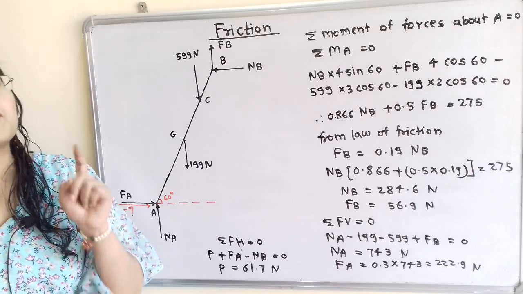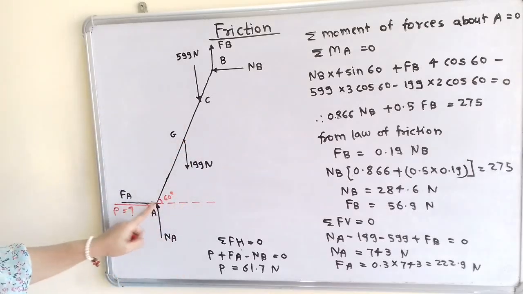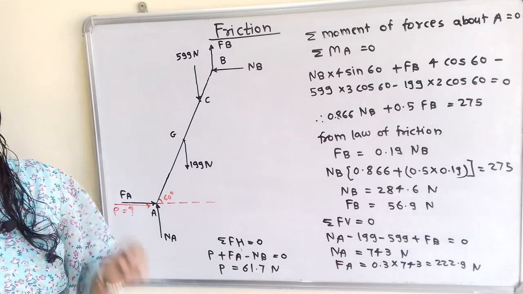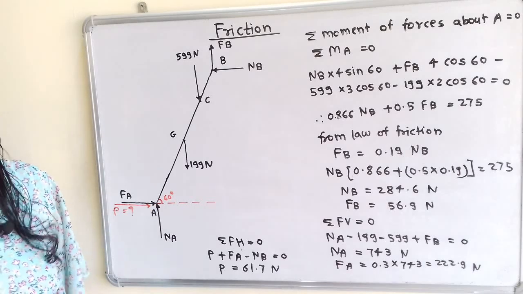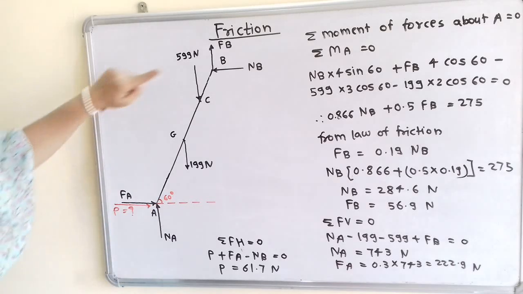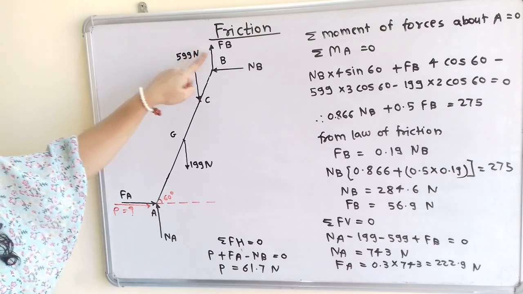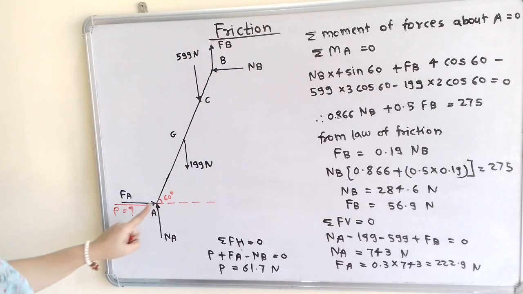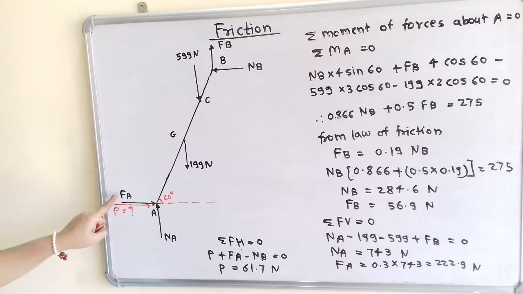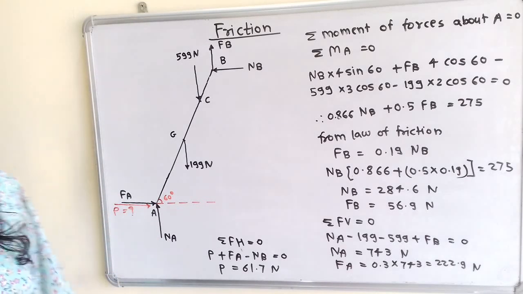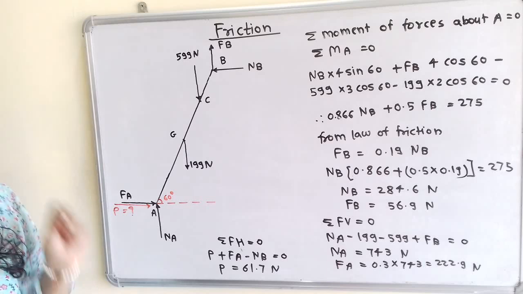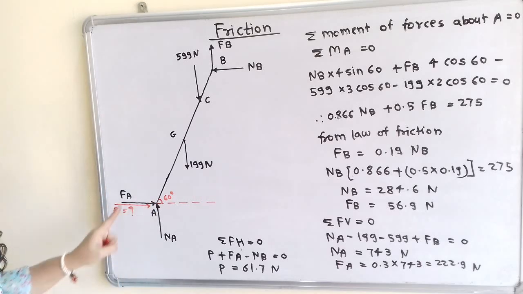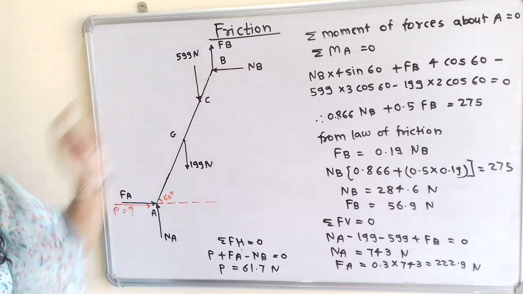Now we will consider the moment of all forces about point A equal to 0. Why consider the moment about point A only? If we observe the unknown forces, at point B there are two unknown forces, FB as well as NB, and at point A there are three unknown forces, NA, FA as well as P. So if we take the moment of all forces about point A equal to 0, the forces acting at point A will become 0. Then it is easy to find FB as well as NB.